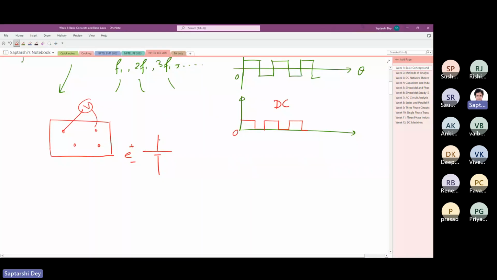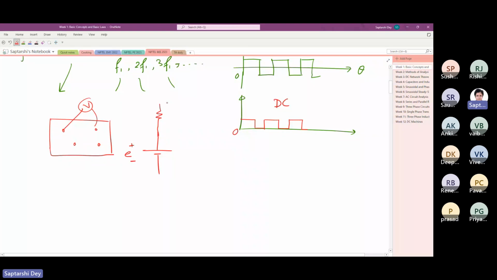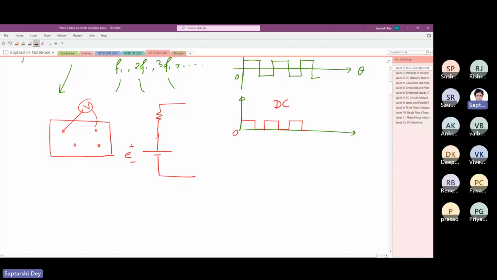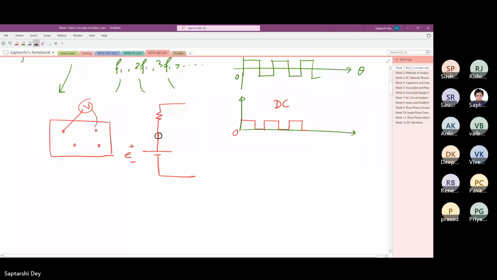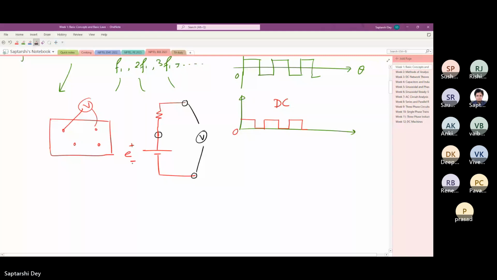What happens is, this is the internal resistance of a battery, and you will never be able to access this point. What you have at your disposal is this, and this is the EMF of the battery, this E.